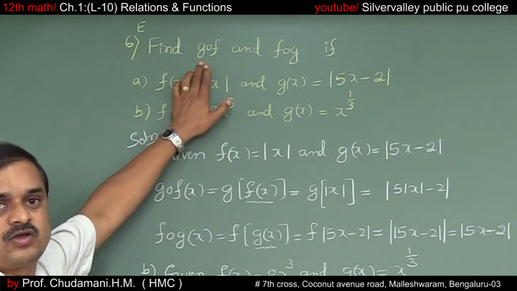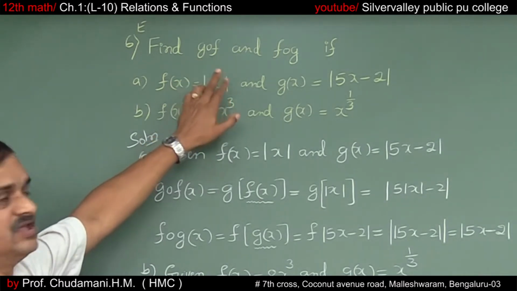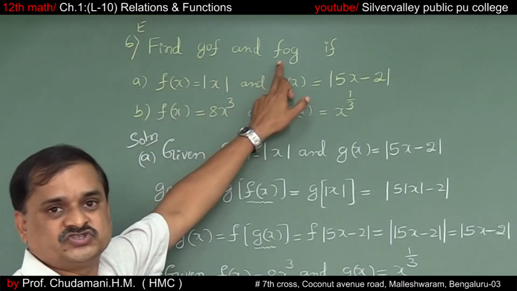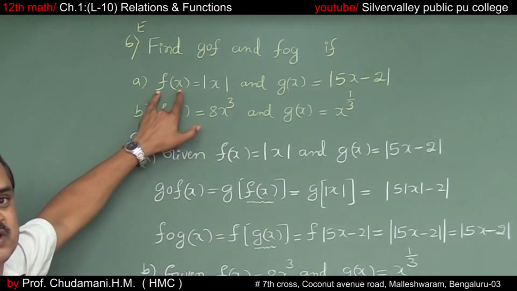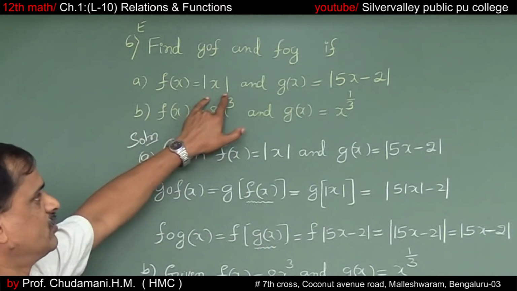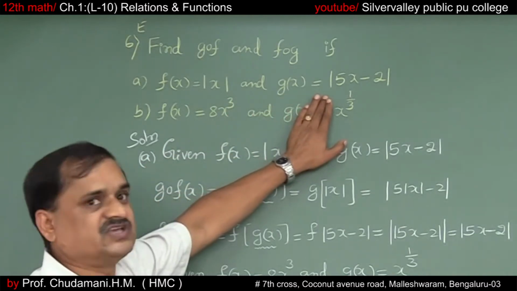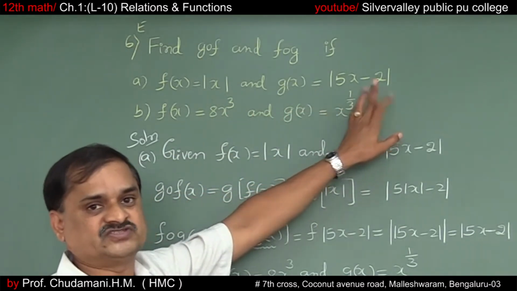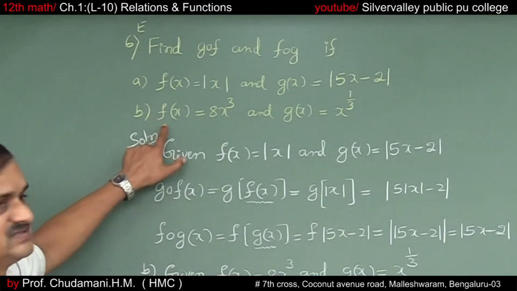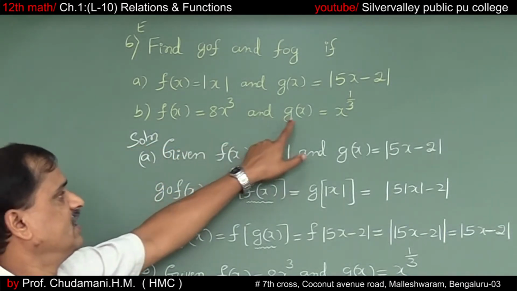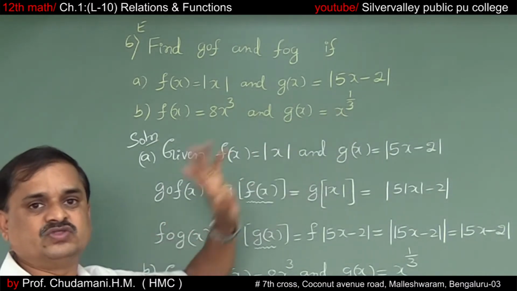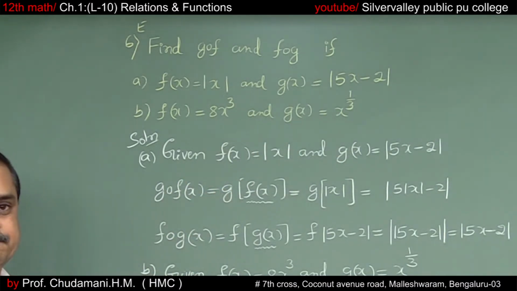Sixth one, an exercise problem. Find the composition of f and g and the composition of g and f if, number A, f of x is equal to mod x and g of x equals modulus of 5x minus 2. And the second case, f of x equals 8x cube and g of x is equal to x to the power of 1 by 3.